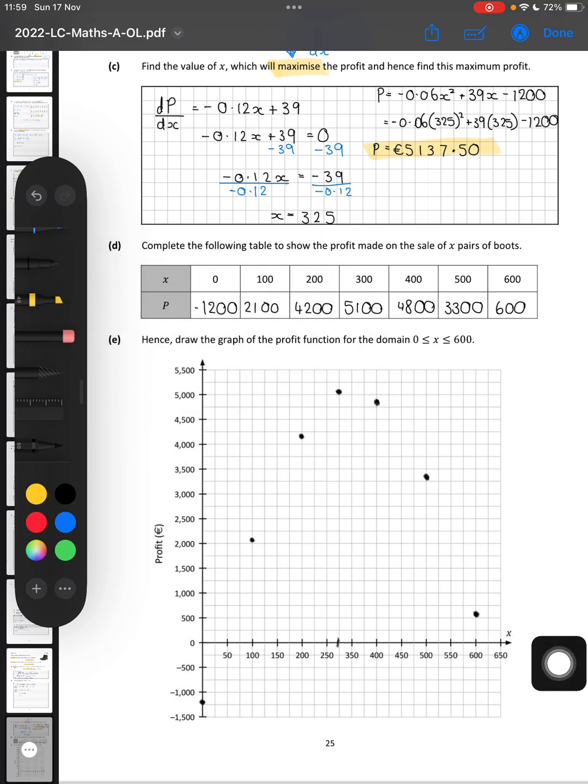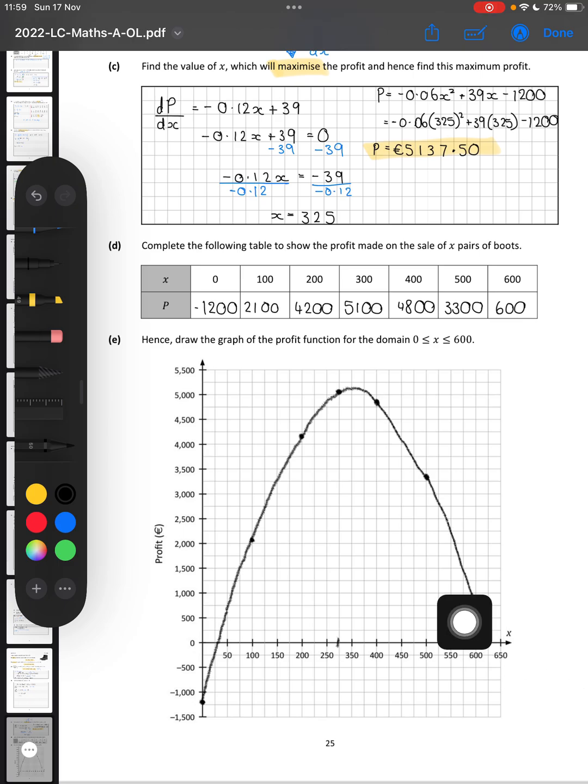So I'm going to get my pencil out, and I'm going to go from my x value of 0. I'm going to draw a line the whole way through all of these. Notice that I do stop at 600 because that's where the question asked me to stop. So I don't keep going through like that.